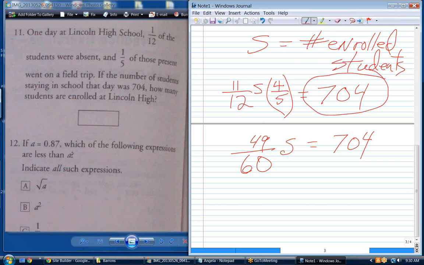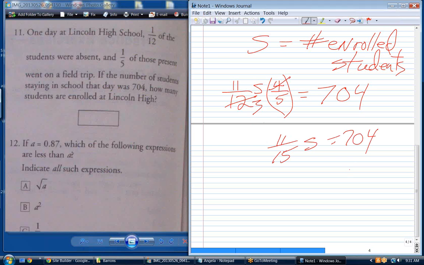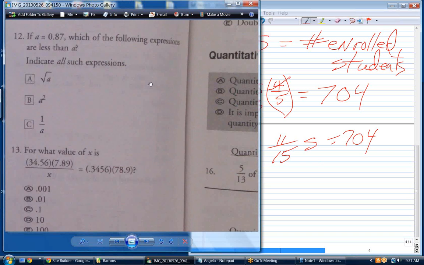Okay, and I came up with, I'm sorry, I came up with 960? Yes. Now, you don't need really any special tricks to do that. You can do that on the calculator they give you. I just have to try to figure out how to set them up. I suppose the easiest way to do that is that way, and you get 11/15 S equals 704. 960 is correct.